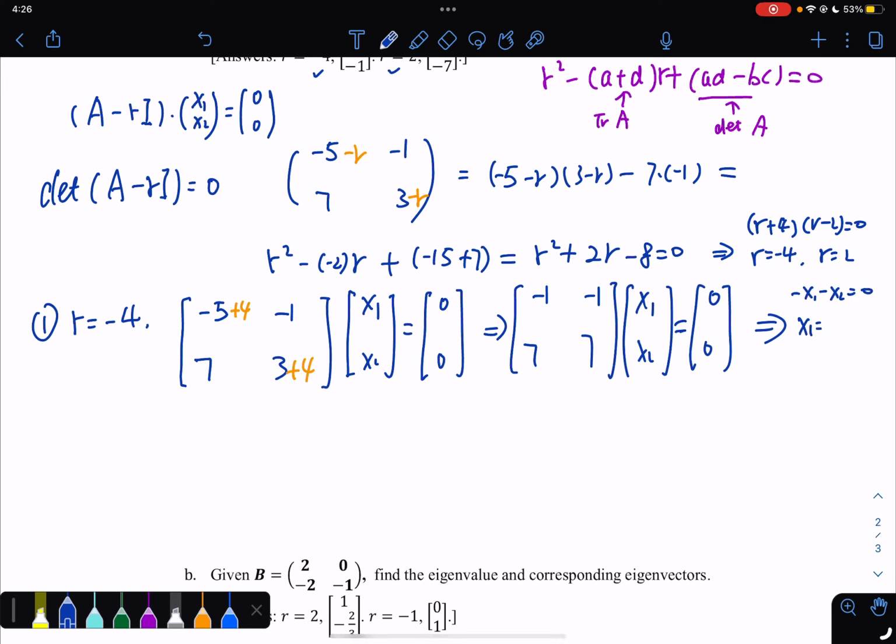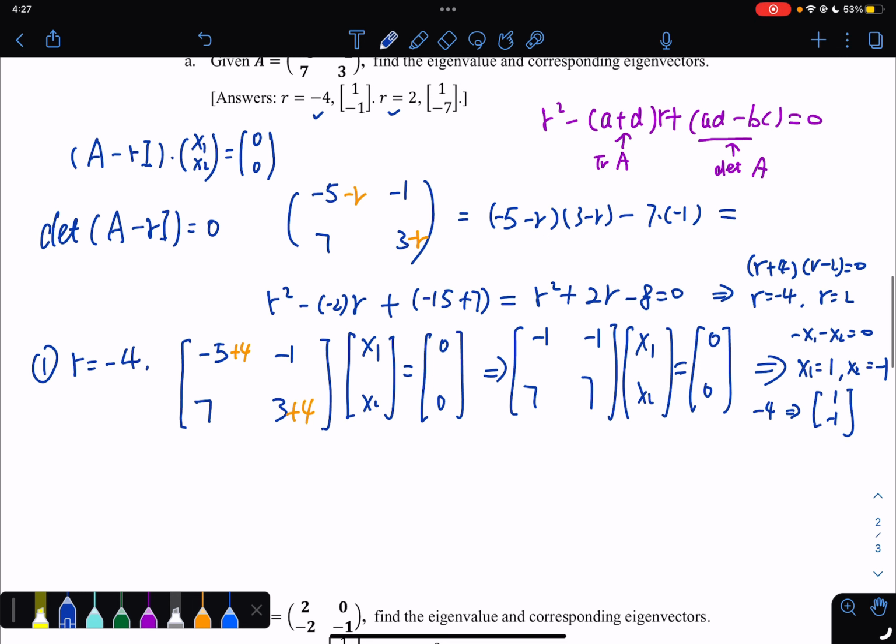If you were to let x1 be 1, then x2 must be -1 for this equation to be true. So for -4, your corresponding eigenvector is 1, -1. And like I said, if you had chosen this being 2, you're going to end up with -2. So this multiplied by any scalar is going to be a mathematically equivalent answer.